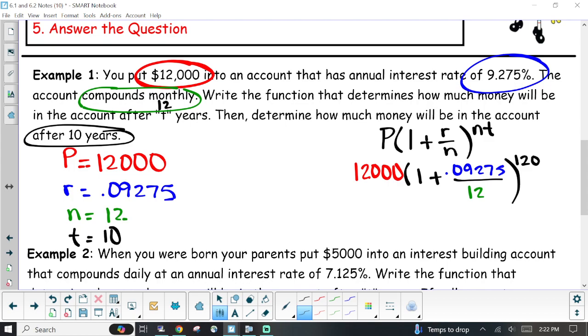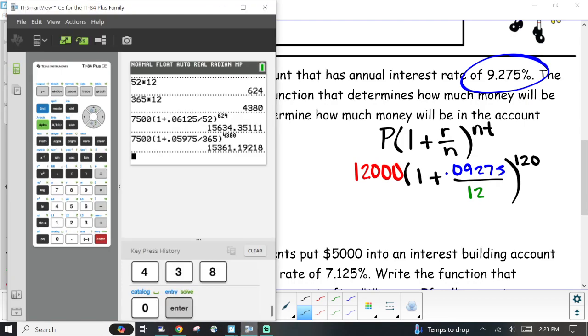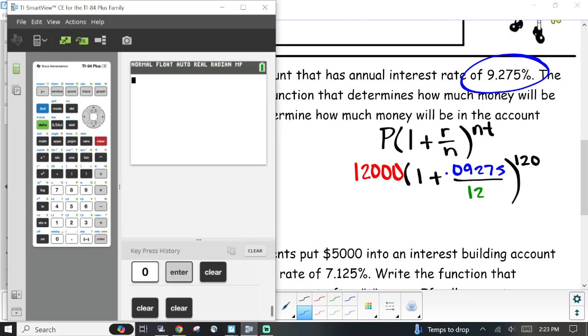So at this point, we have everything plugged in. Do we have any issues with why stuff isn't where it's at? I tried to color coordinate all nice and pretty. So I'm going to type it in. 12,000. Oops, if my calculator wants to work. Parentheses. Today, one of the biggest mistakes: a bunch of people have been forgetting the 1 plus part of the formula. That's just in there, so don't forget that.